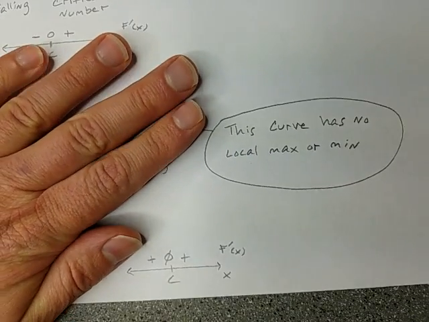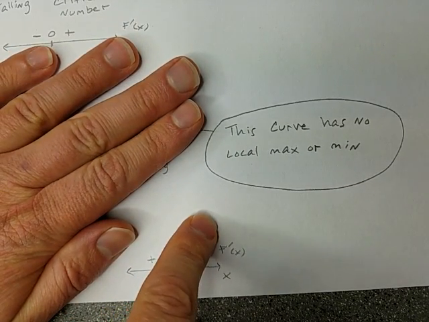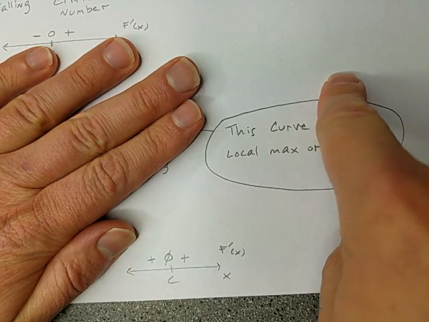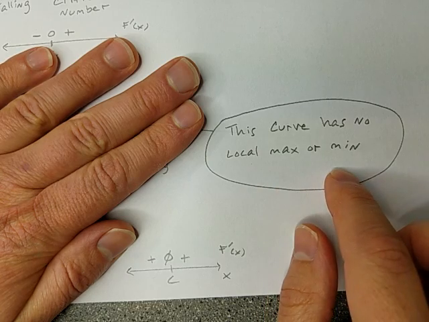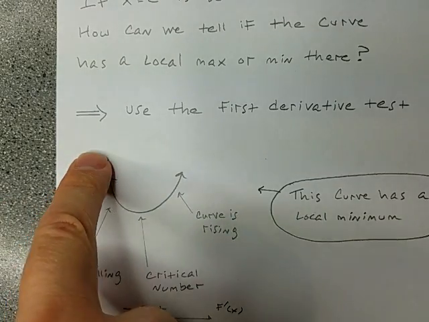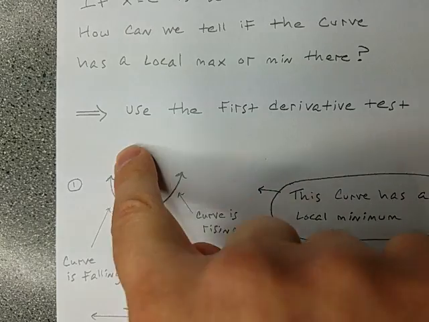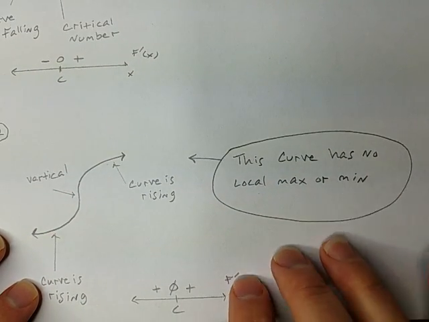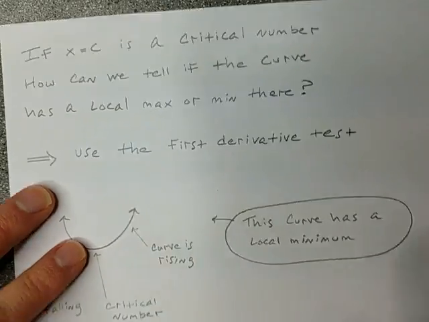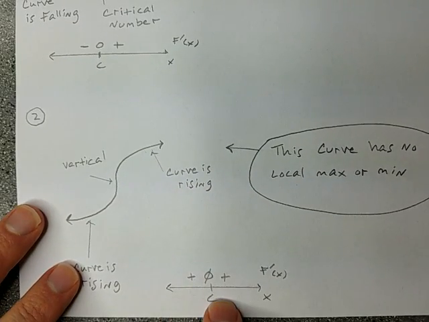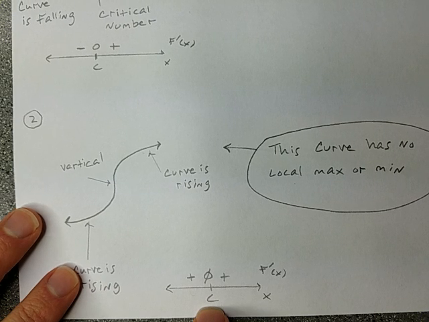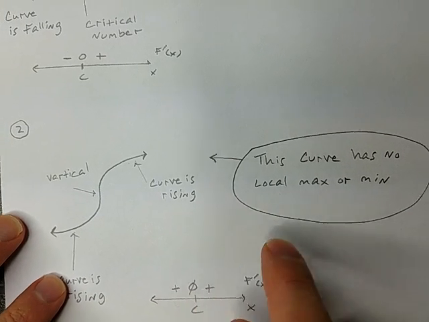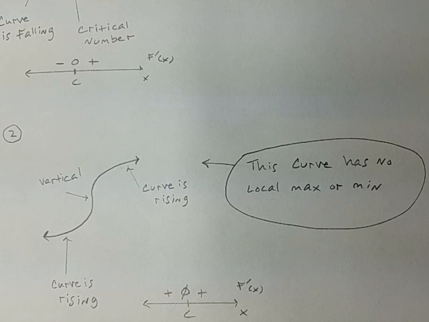Now, even if you couldn't see that, you'd say, well, it's rising, so it's going up, and then something happens at the critical number, but then it continues to rise. How could it have a local max or min? It has to fall and then rise, or rise and then fall, to have a local max or min. What the first derivative test says is that the derivative has to change signs through the critical number. If c was a critical number, that would have to be plus and minus, or minus and plus, for there to be a local max or min.